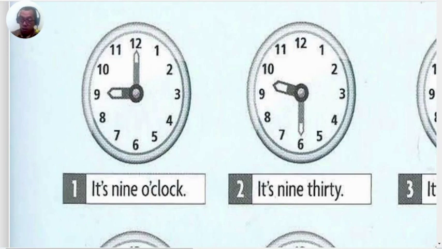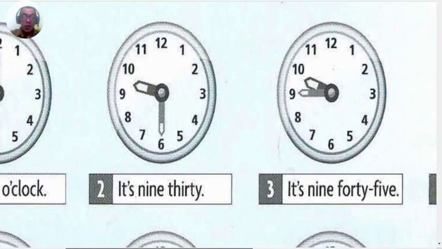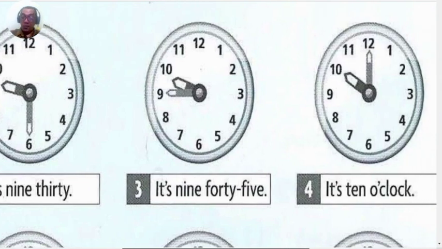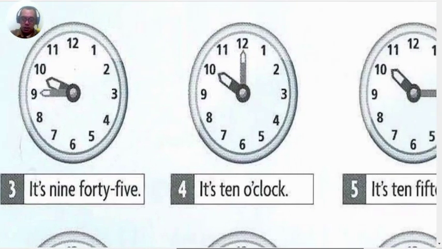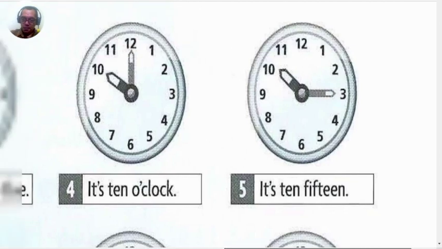It's 9 o'clock. We use the word it is or it's to show the time. It's 9 o'clock. It's 9:30. It's 9:45. It's 10 o'clock. It's 10:15.